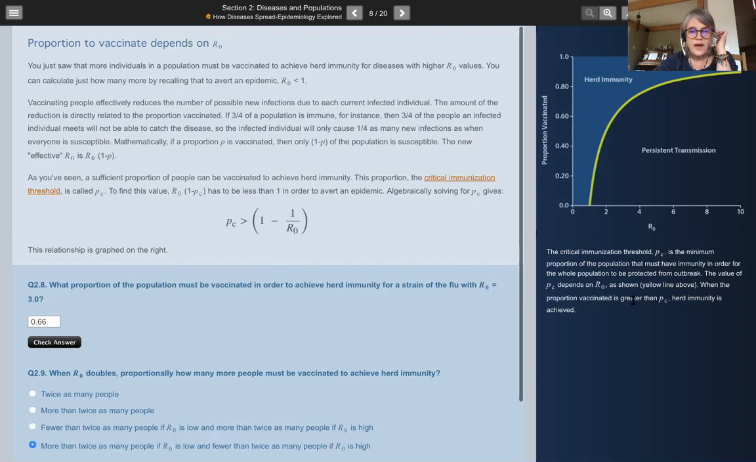If I go to 0.3, I can come up here and see that it is over 60%. I could actually calculate this. If my R sub 0 is 3, then I take 1 minus 1 divided by 3, and that gives me 0.66. That is the proportion of the population that must be vaccinated in order to achieve herd immunity.